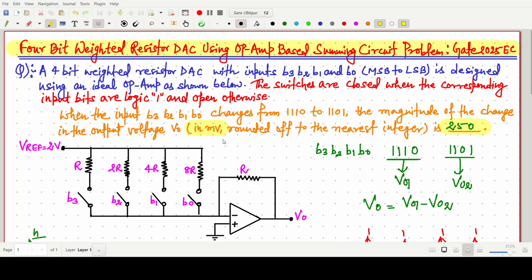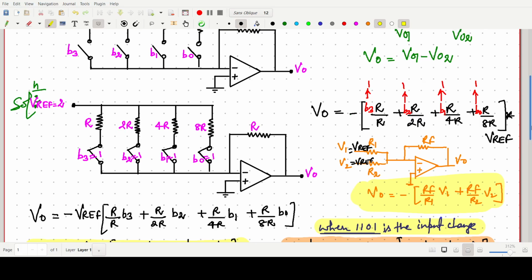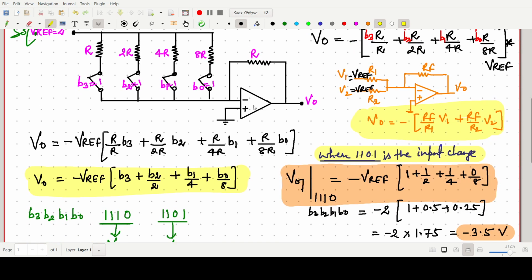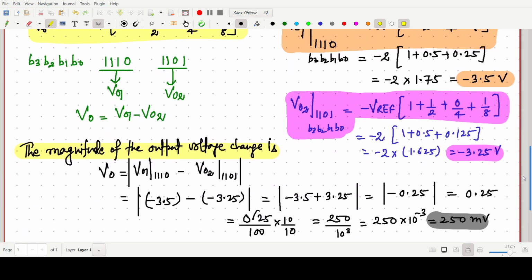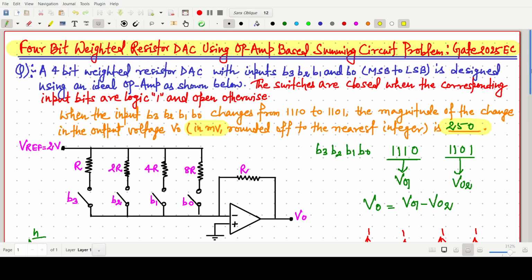So this is a simple problem, but we have to know the basics like the summing amplifier concept. I have taken two inputs, V3 and V4. Similarly we can write the expression into V ref. Here I have written directly the output voltage because it is an inverting amplifier kind. So for this one we find V0 1 and V0 2, and then we have subtracted here, so it came 250 millivolt. So this is all about this question.